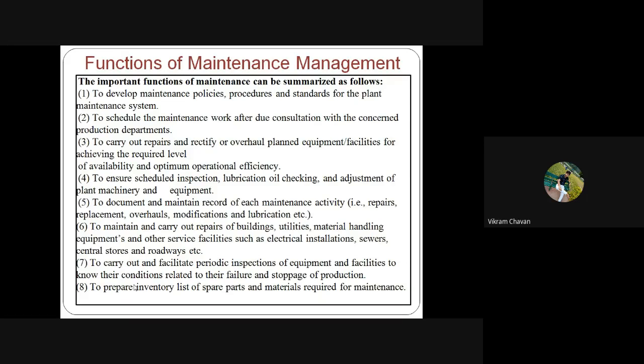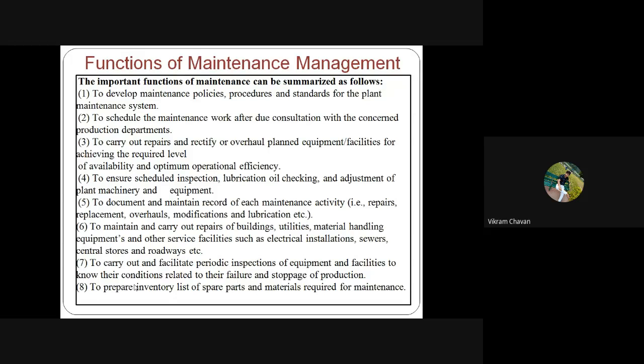Then, to maintain and carry out repair of buildings, utilities, material handling equipment, and other service facilities such as electrical installation, sewer centers, central stores, or roadways. Now it is related to different categories. If there is building maintenance, then utilities, like electricity and the water connection, the plumbing problems, the work on such problems is also performed under the maintenance department.